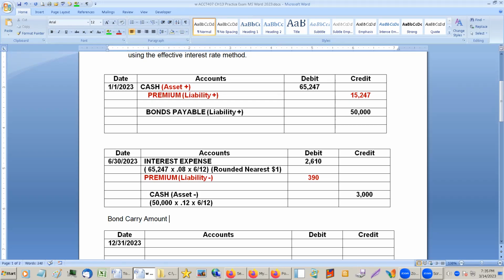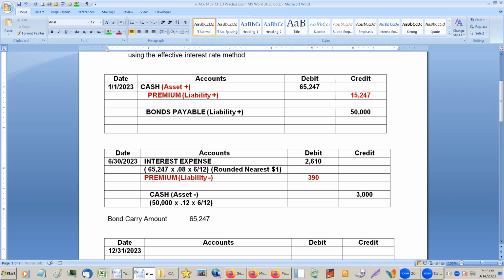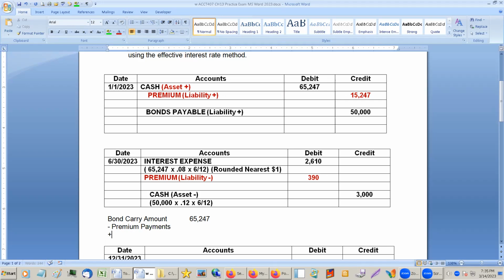Bond carry amount. 65,247. Oops. And we're going to minus any premium payments in the interest, and plus any discount payments. Now, we're not going to have both of those. It'll be one or the other. In this case, we have premium. We're going to subtract out 390.